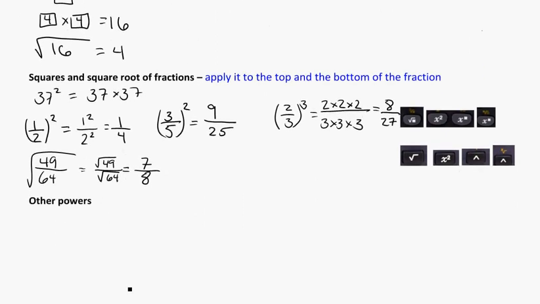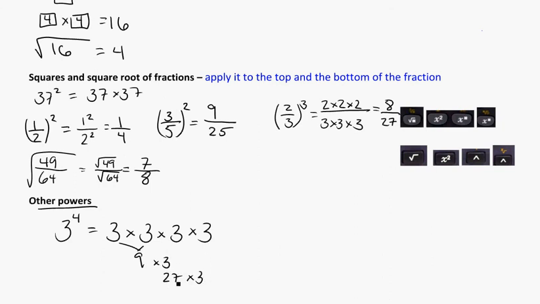And if you have other powers, same things will apply. Just remember that the power tells you how many times you have to times the number by itself. So again, something like 3 to the power of 4 would be 3 times 3 times 3 times 3, 4 times, and you'd have to times it out. 3 times 3 is 9, times 3 is 27, times that last 3 is 81. So keep those in mind. Most of these you should be able to do in your head, but do start to play with your calculator a little bit to get familiar on how to use those buttons as well.